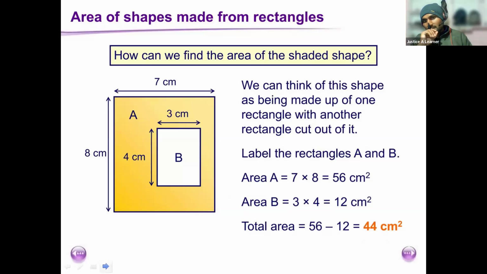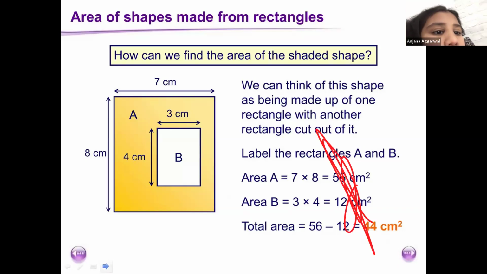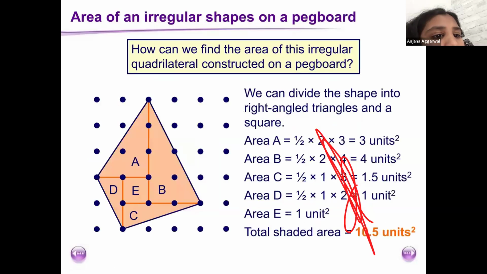Label the rectangle A and B. So we have seen B is cut out of it. So we found the complete area and then B has been reduced. Just understand that and we'll move further. You have understood this concept? Let's move forward.